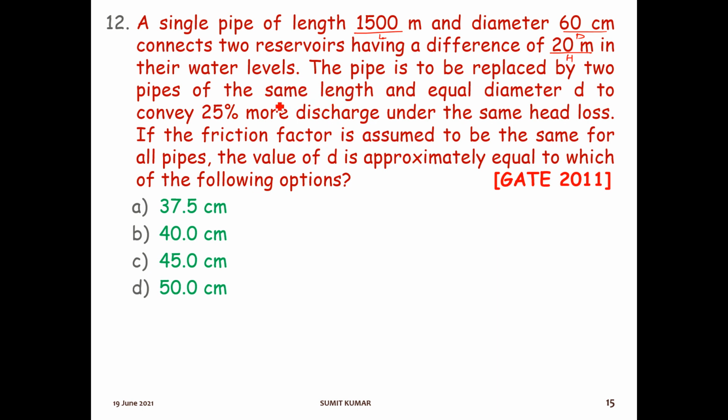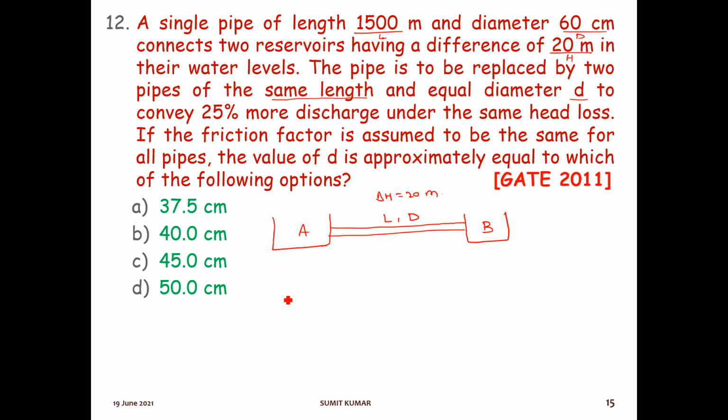Length is same and equal diameter D. Suppose this is the first case, this is the reservoir A, and this is reservoir B. Initially it was connected through a pipe of length L and diameter D. Correct, and the elevation head del H is what? Del H is 20 meter.